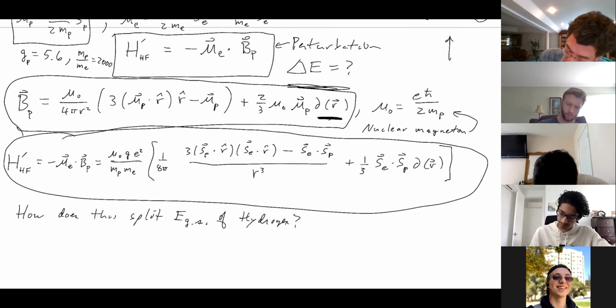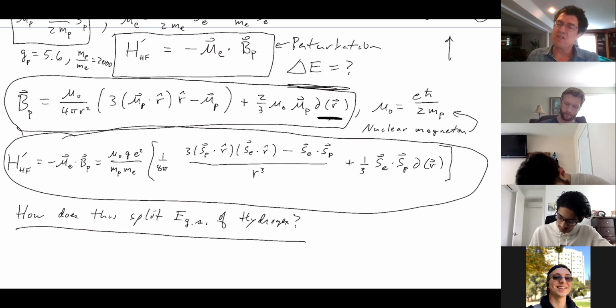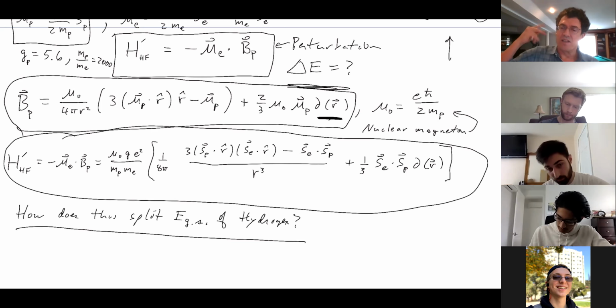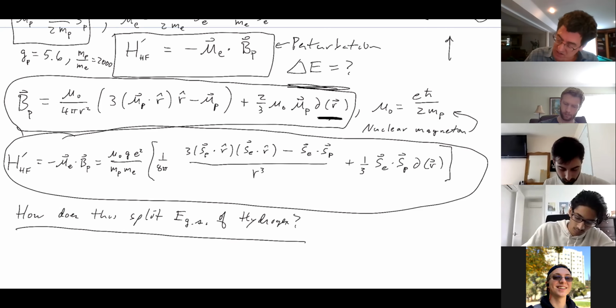How does this split the ground state energy of hydrogen? Now, whenever somebody says split, then they're immediately implying that the level that's being split is degenerate. And so I will ask you, what is the degeneracy of the ground state of hydrogen?